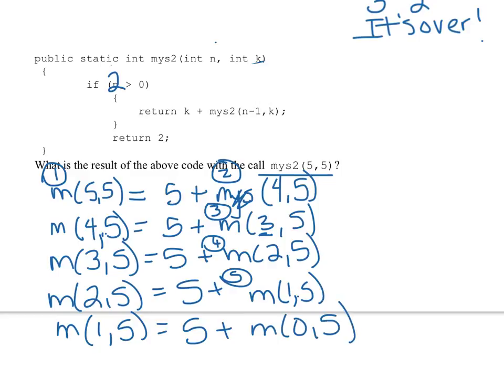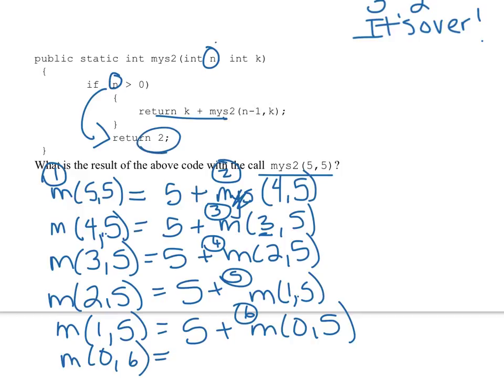So now I'm finally at the base case. Probably should have made it a little shorter, but at this point, n is 0. If n is greater than 0, we're going to do this, but it's not now, so we're going to go to 2. So there is no recursive call in the sixth call. The sixth call is the last one. And I figured out that mystery 0, 6 is 2.